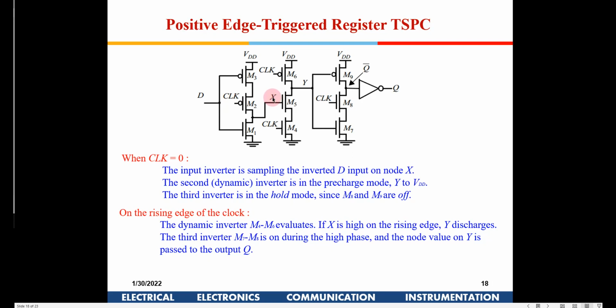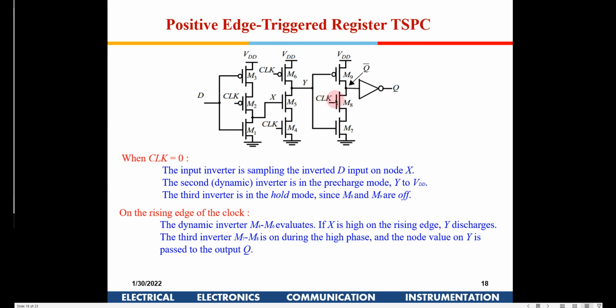So that is the first stage: D is sampled and it is available at node X. What about the second stage? If you see the second stage, the clock is 0 here, right? So this is off and this will be on. So irrespective of what is available at X, this node will be pre-charged to 1. Now this particular node is like a dynamic CMOS node, which will be pre-charged to 1 when the clock is 0.